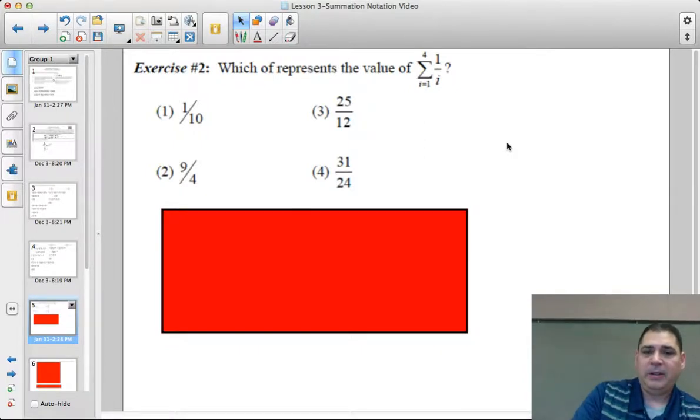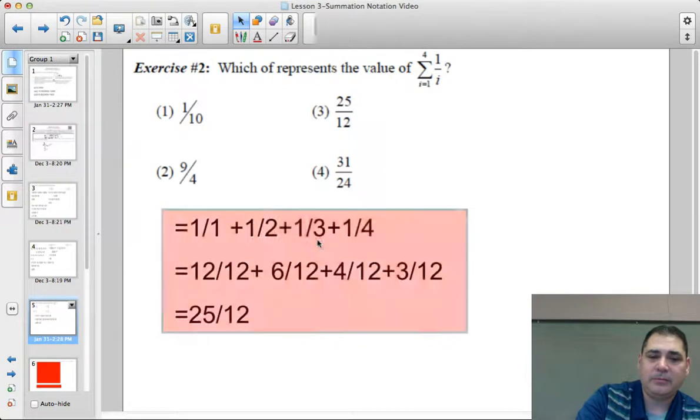Exercise 2. Which of the following represents the value? So we have sigma notation. So we have a lower limit of 1, upper limit of 4. So now you're going to put 1 in, you're going to put 2 in, you're going to put 3 in, you're going to put 4 in, you're going to stop, add them all together, and see which one you get. Now, it's a multiple choice question, so you can leave it as a decimal, and then at the end, you can just evaluate each of the choices and see which one is the same decimal as what you have. So let's see what I have.